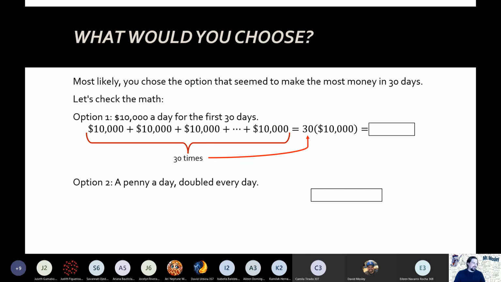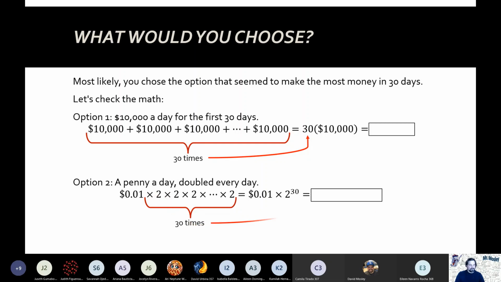Option 2, we get a penny a day doubled every day. So we started with a penny and we multiplied by 2 every day. All right, so we multiply by 2 30 times. That 30 becomes this exponent attached to the 2. All right, so now after 30 days, option 1, we got $300,000. That's a pretty nice chunk of change, right? We're doing all right.